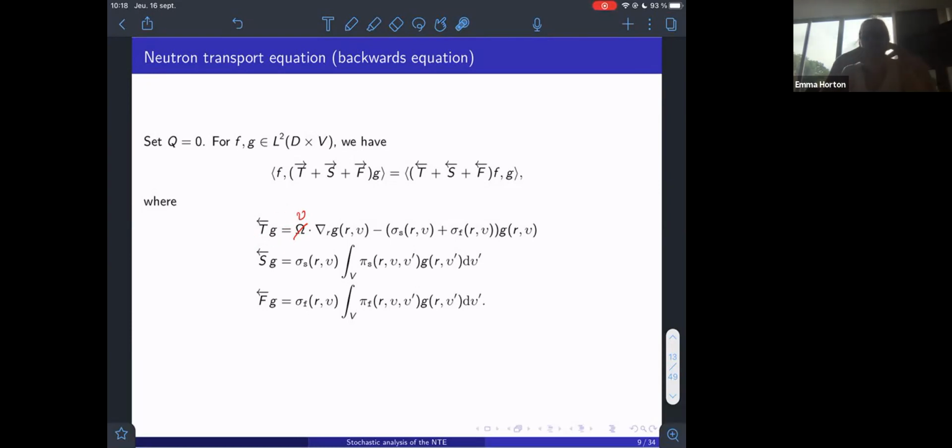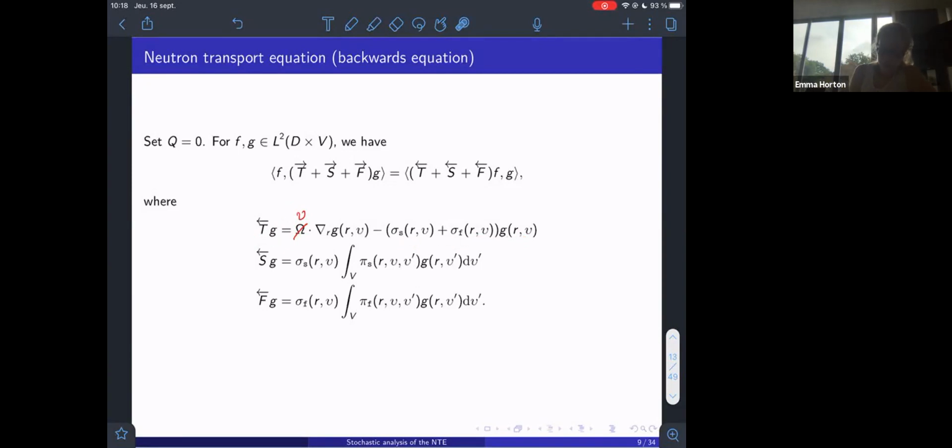This is because if I'm looking at my current configuration, my neutron can move in a forwards direction away. Whereas before I was looking at my configuration and looking where they could have come from, so I had to look backwards in time. So that was the minus there. This part stays exactly the same.